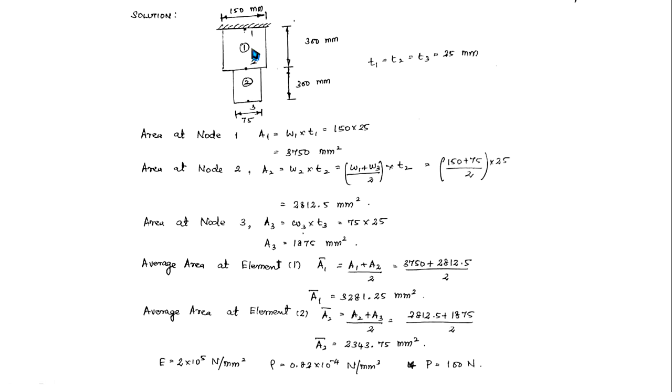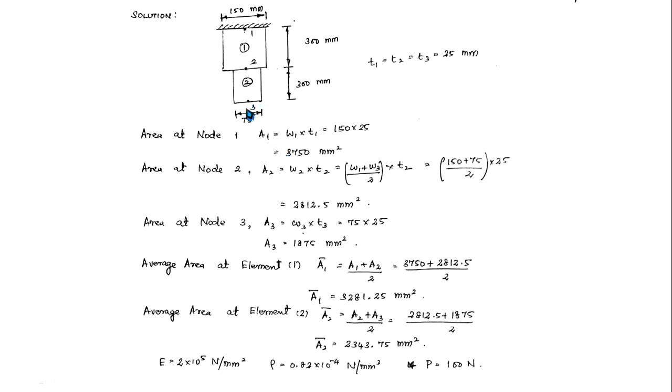In this case, what you have to do? You have to consider both the widths, the largest and the shortest one. See here, they have taken the average of the width of element 1 and element 2, which is (W1 + W3) by 2. W1 is 150, W3 is 75. So for node 2, they have taken the average of 150 and 75. If you substitute (150 + 75) by 2 into the thickness, you will get the area at node 2.